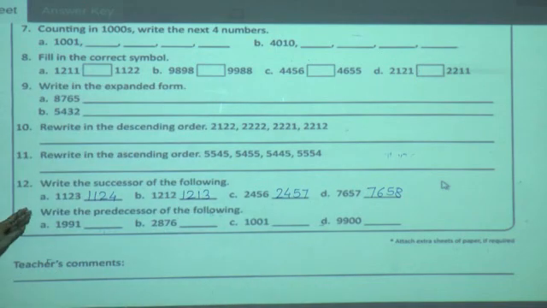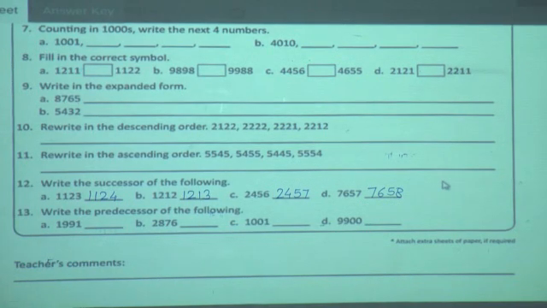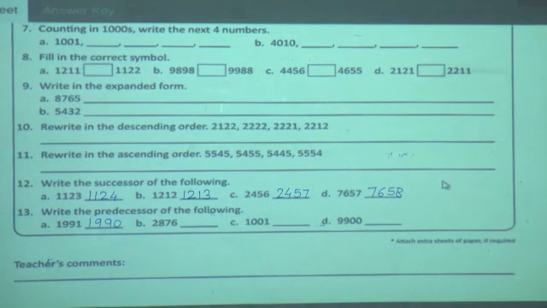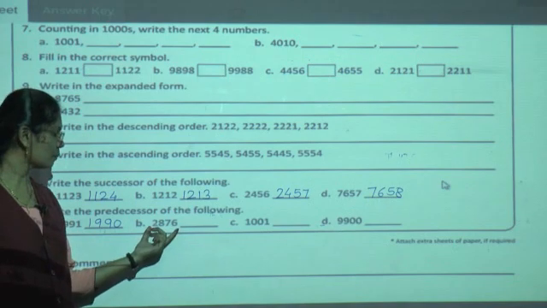Now the last question is, write the predecessor of the following. Now predecessor means what? We have to write its before number, or else we have to subtract 1 from the given number. Okay, so 1991 minus 1. Do the subtraction. 1 minus 1, what will come? Yes, 1 minus 1, 0. So what is the predecessor of this number? 1990. This will be the predecessor of 1991.